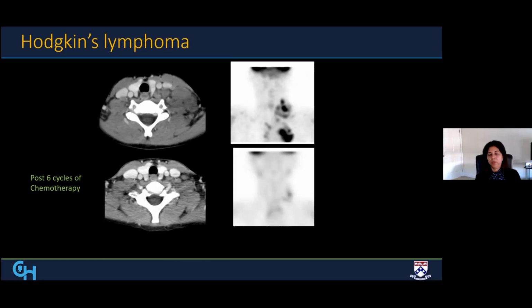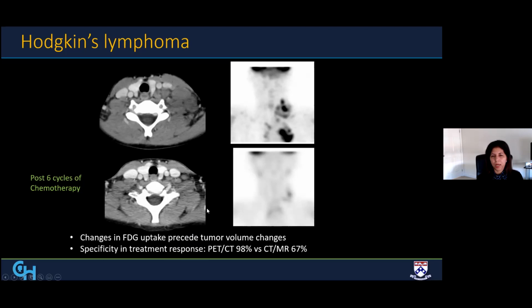And in a lot of them, there is near complete resolution. This is just with 6 cycles of chemotherapy. You can see that there is reduced uptake and a decrease in the size of the lymph nodes. And actually the change in the FDG uptake precedes the tumor volume changes that you can see by anatomic or structural cross-sectional imaging. The FDG PET is more sensitive and shows the response to treatment earlier.